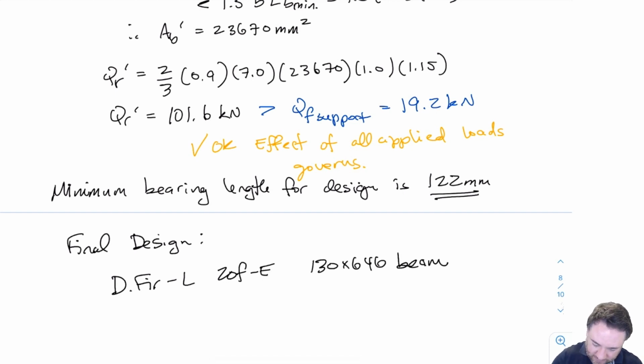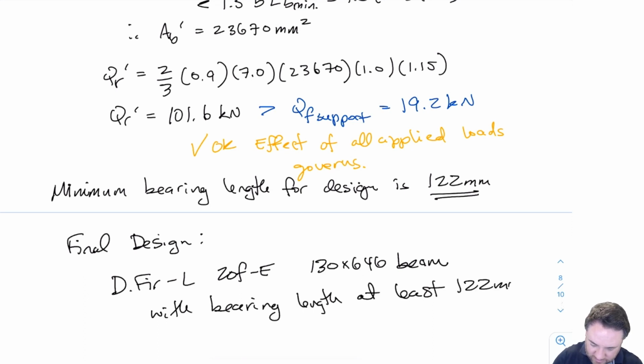with bearing length at least 122 millimeters. And I could draw that as well. I think this is pretty clear. There's not that much that is confusing about this.